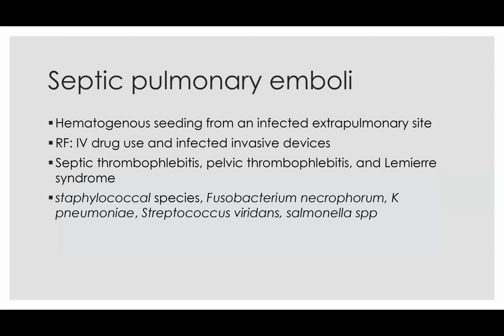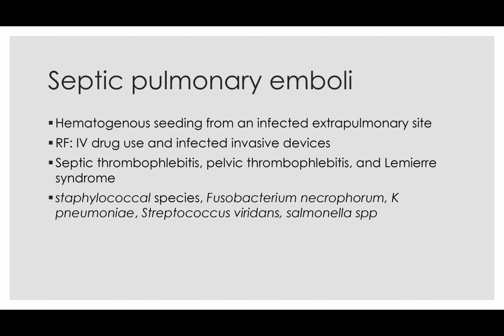Okay. Then next we'll talk about septic pulmonary emboli, and these can result from hematogenous seeding from an infected extrapulmonary site. So risk factors for this would include patients that use IV drugs, infected invasive devices such as central venous catheters, pacemakers, and other cardiac prosthesis, such as prosthetic valves, for example. Then I've included septic thrombophlebitis, pelvic thrombophlebitis, and Lemierre syndrome, which is septic thrombophlebitis of the internal jugular vein.